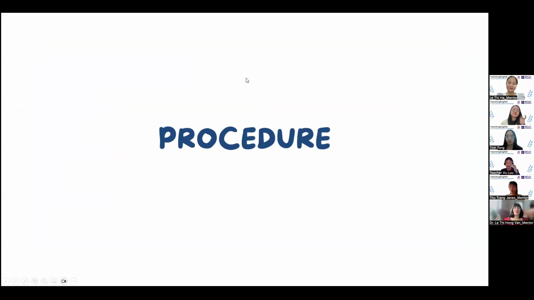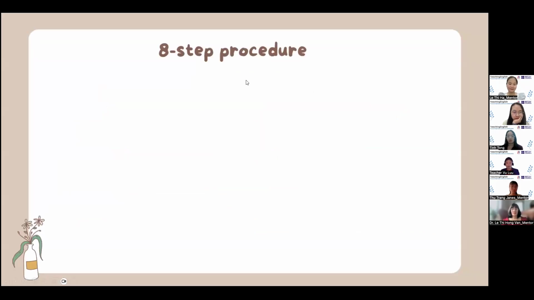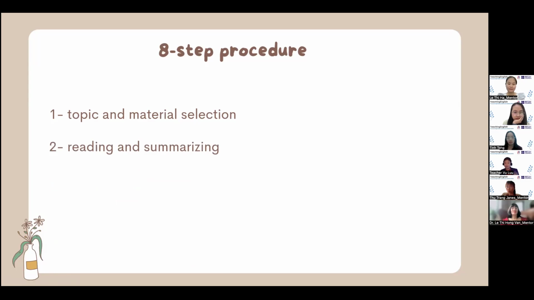So for the procedures of the project, there are going to be 8 steps, and the steps are created for the students to be guided. You can take it as a reference, and you can adjust it a little bit depending on your context. The very first thing I will let my students do is select the topics and the materials. The second step is to read and summarize what they got from the materials. And then they will write the script for the vlog. And after having the outline of the script, they will have to write it in detail.